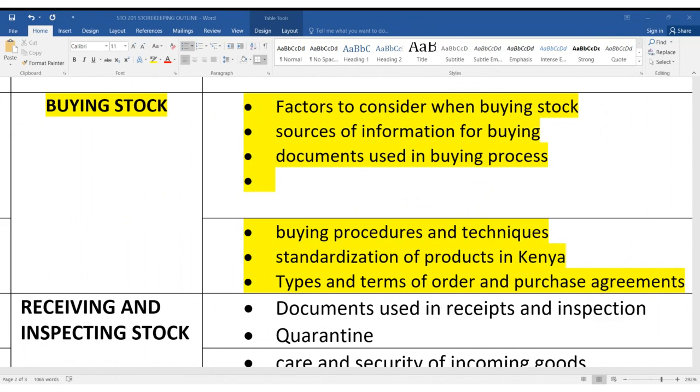The second area that we want to look at is the source of information for making a purchase decision. There are various sources of information, but we're going to look at 4 major key sources. One is catalogs, or the product catalogs.